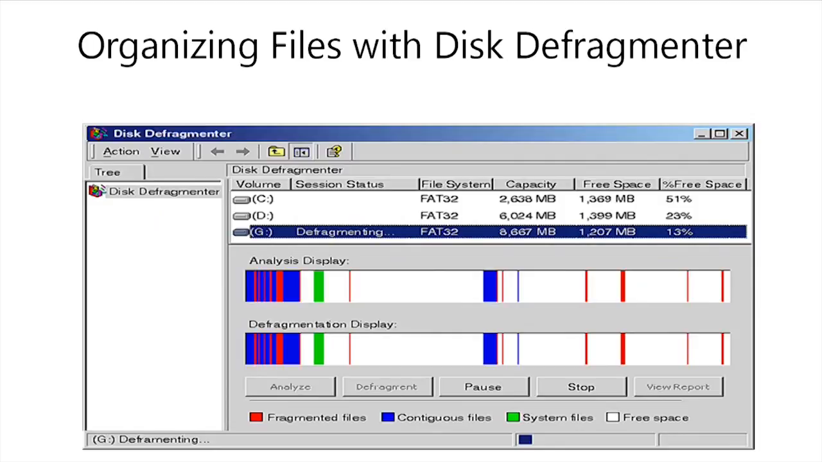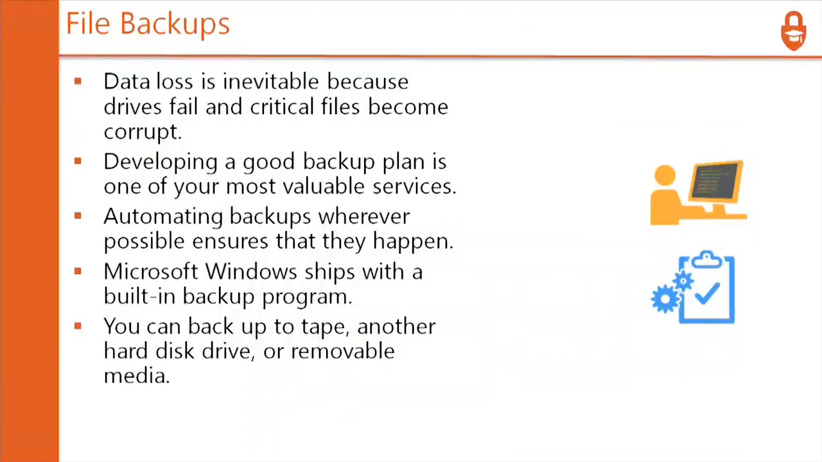Organizing files with the disk defragger. Remember we talked about how a little bit of the file gets written here, a little over here, a little over here, so it's kind of spread out. We want to put it all in one contiguous section. That's what defragging is about. Again, we don't really do this on today's computers. The drives are so big and fast, it's not a problem.